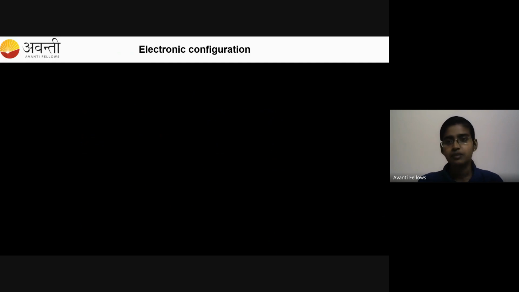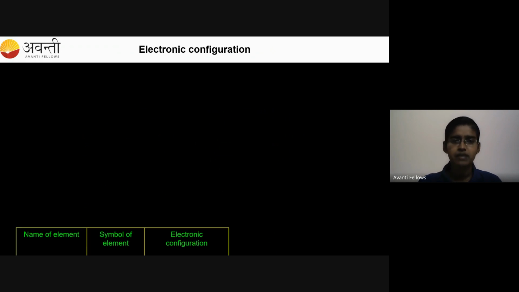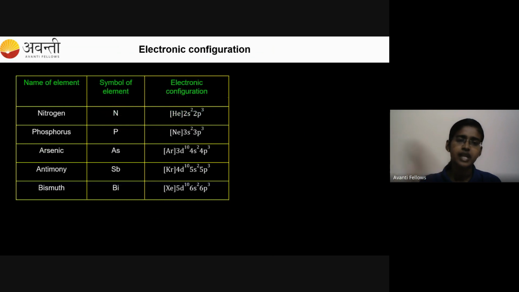So the first property to discuss about group 15 is the electronic configuration. This I have already explained to you. So nitrogen will have ns2 np3 outer electronic configuration, but the complete electronic configuration is given to you. Helium will be the nearest noble gas for nitrogen. With the helium configuration, you have to add 2s2 2p3, and the next noble gas is neon. With neon, 3s2 3p3 for phosphorus. And coming to arsenic, d orbitals are involved, and for antimony also d orbitals are involved, and for bismuth also d orbitals are involved, with xenon.